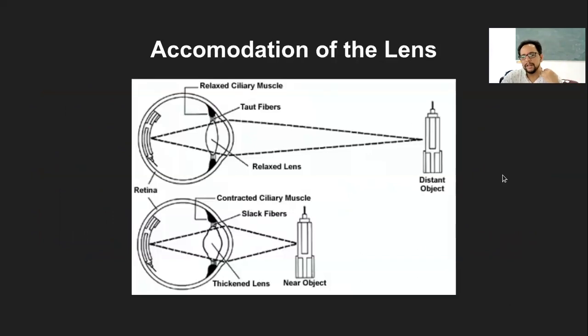Simply put, for a distant object the lens becomes more thin, so the light is converged with the focal point on the retina. If the object is closer to the eyes, the lens becomes thick or fat, and then again the same thing happens. So that is the accommodation of the lens.